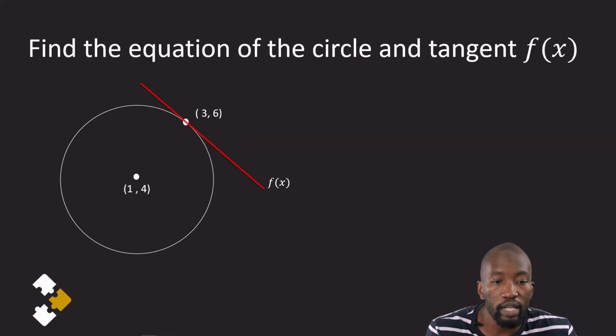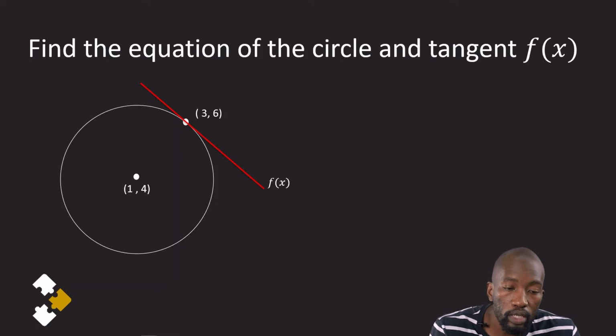They're saying find the equation of the circle and tangent f of x. So this is f of x. Now first we need to find the equation of the circle. So what we need is, let's find this r here. So r, we can find by using the distance formula. So this is just going to be the square root of 3 minus 1 squared plus 6 minus 4 all squared.